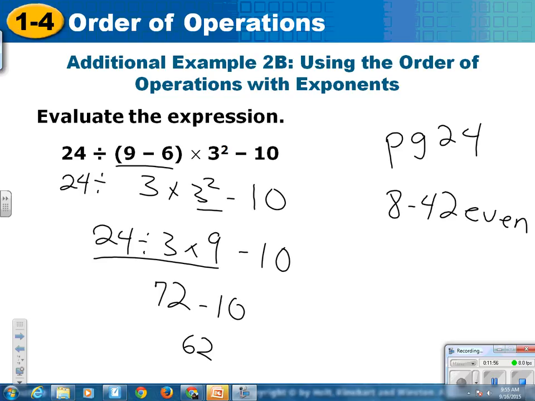This may go on to page 25. I don't know. Oh, no, it is only on 24. Okay? 8 to 42 even. 8, 10, 12, 14, 16, 18, and so on.